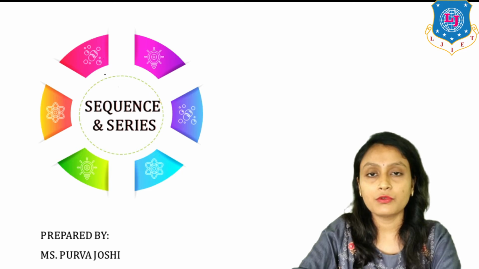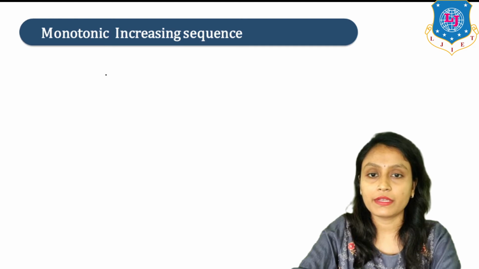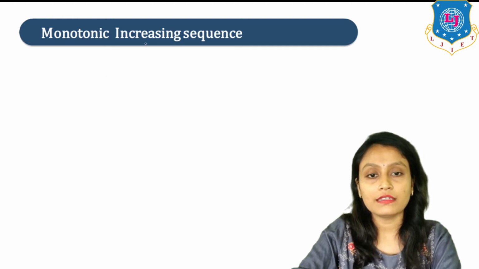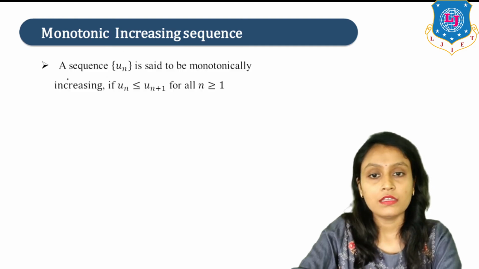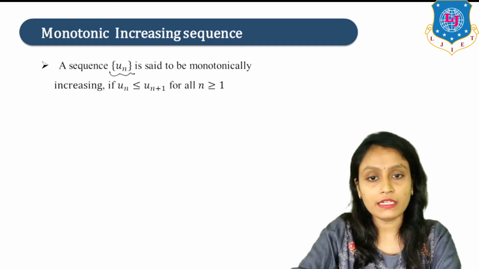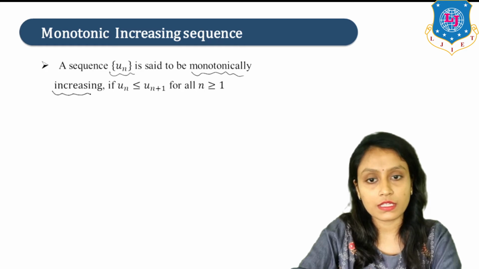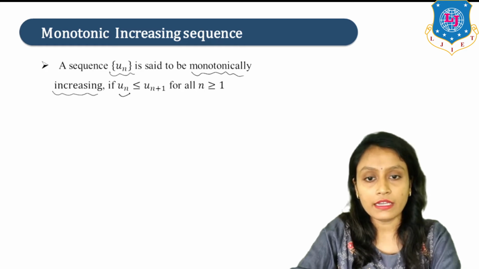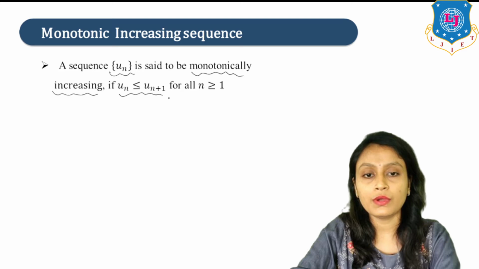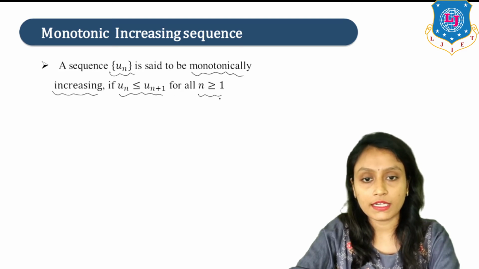Today we will discuss a few more topics of sequence and series. So let's begin with the first topic, that is monotonic increasing sequence. A sequence Un is said to be monotonically increasing if Un is less than or equal to Un+1 for all n greater than or equal to 1, right?